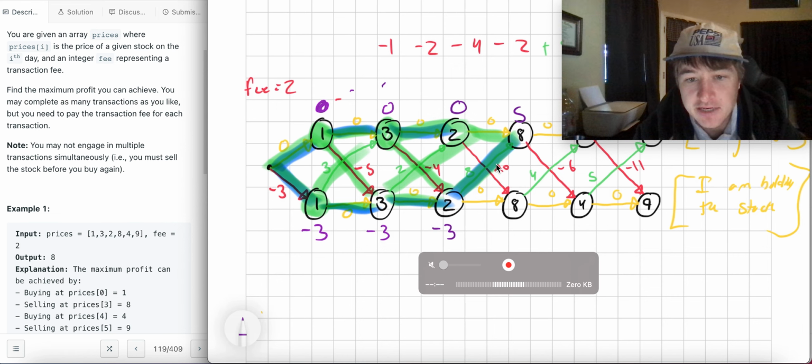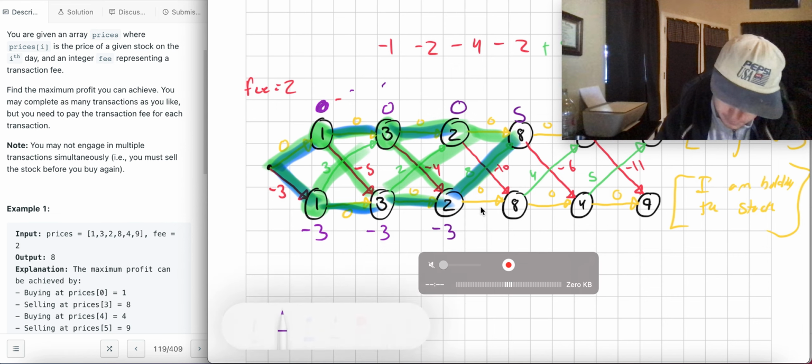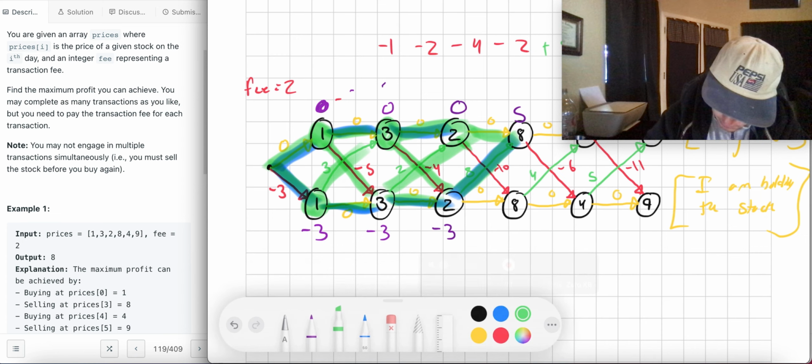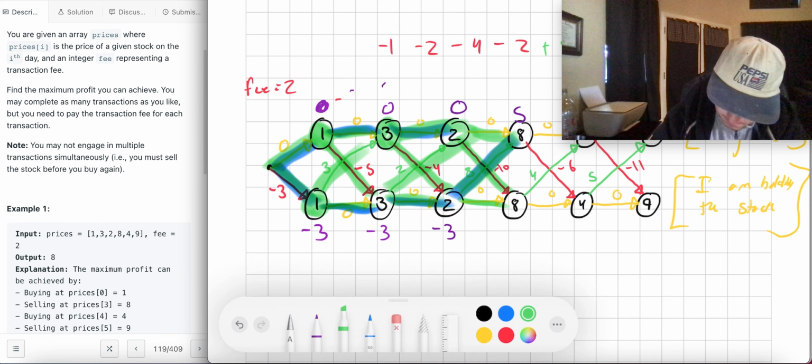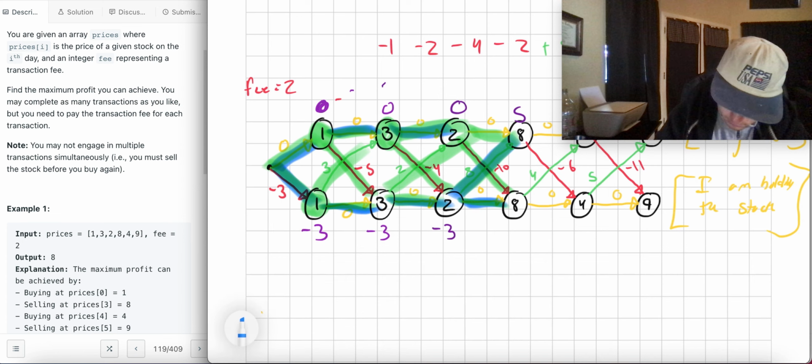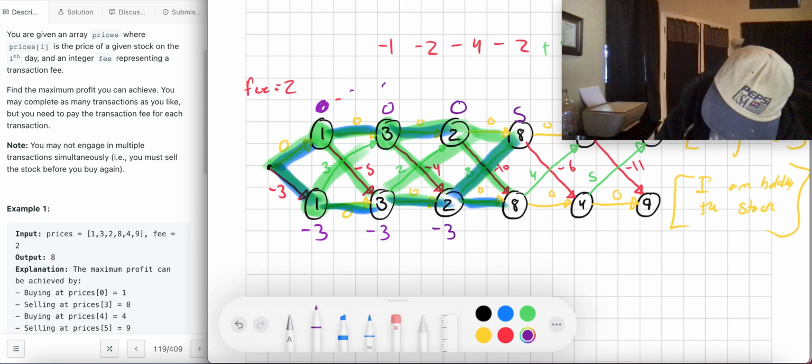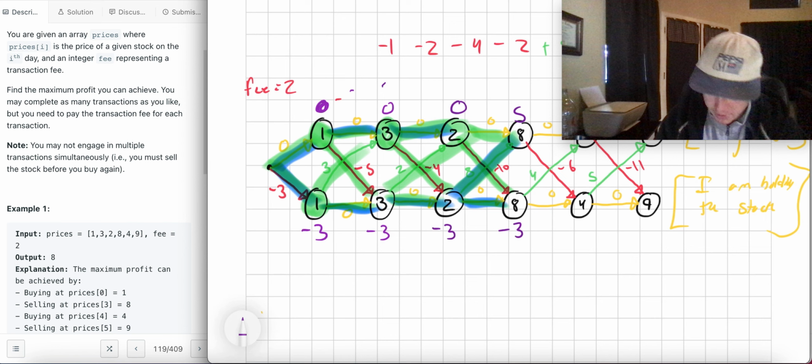Here you get -10 if you buy at this point, or you get -3 if you take this point. All right, so let's just run through this. Boom, boom. So better to stay at -3.